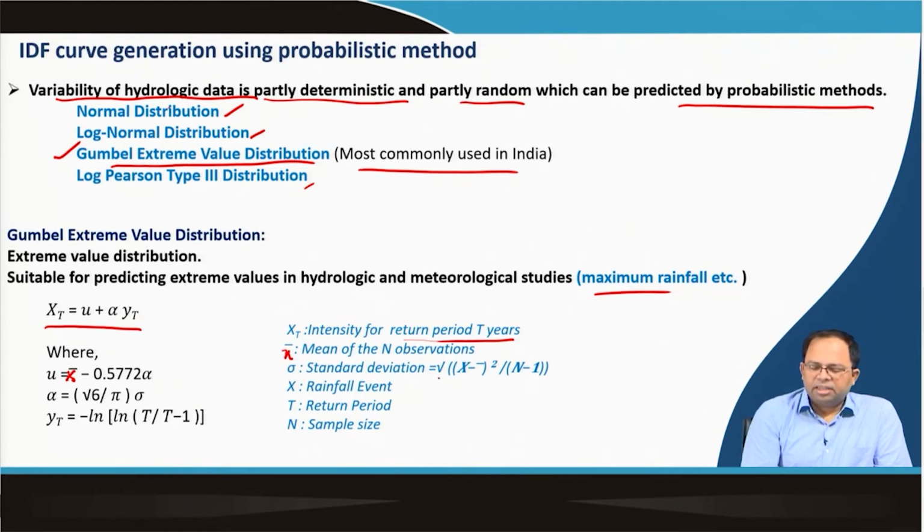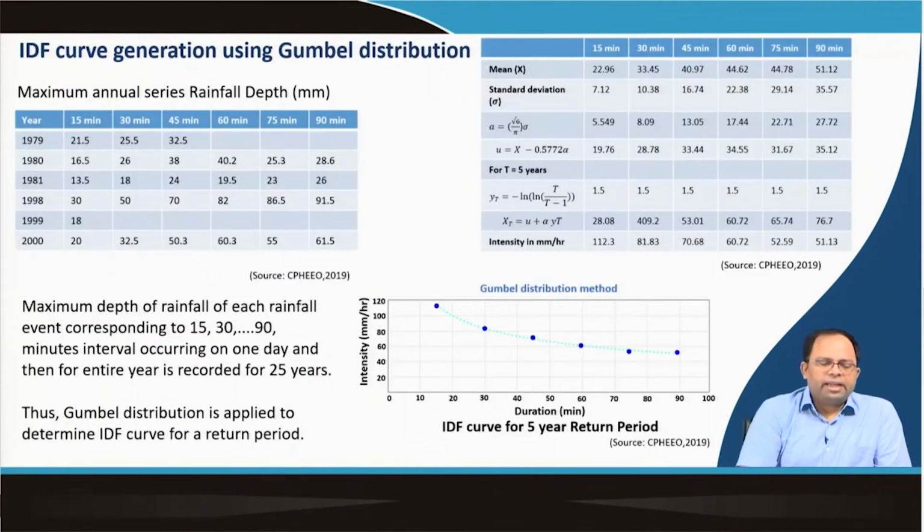Sigma is the standard deviation, which is the square root of the sum of x minus x bar whole square divided by n minus 1. Alpha is root 6 divided by pi into sigma. Y t is equal to minus log of log of t divided by t minus 1. So, t is the return period, n is sample size, and x is the rainfall event. This is the basic formulation that we have got, and now let us look at an example.